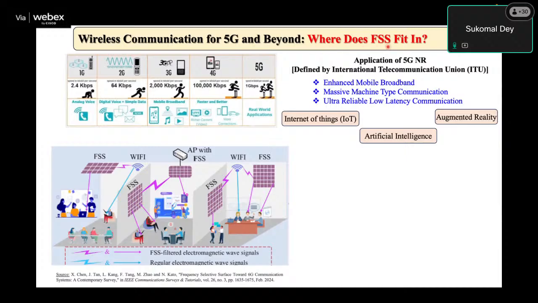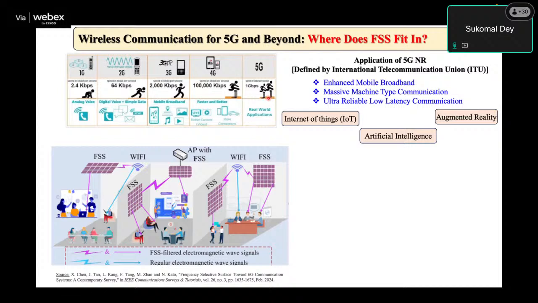So now where does FSS fit in? You can see the 1G, 2G, 3G up to 5G. The only thing that is continuously changing is the data rate. Now, you all know from Shannon's theorem that data rate is a function of the bandwidth.